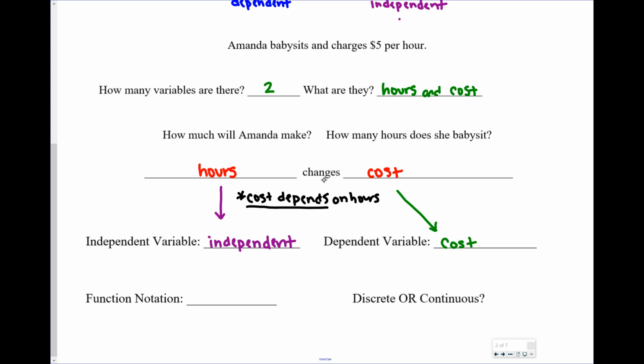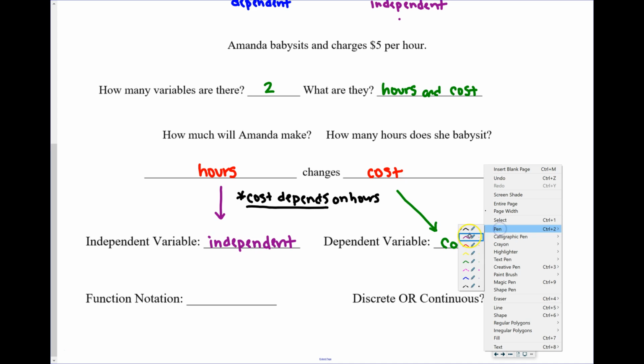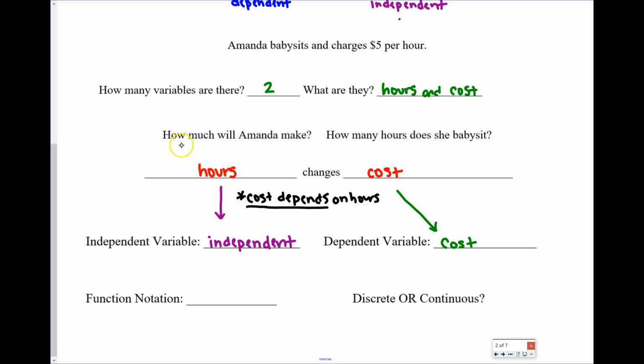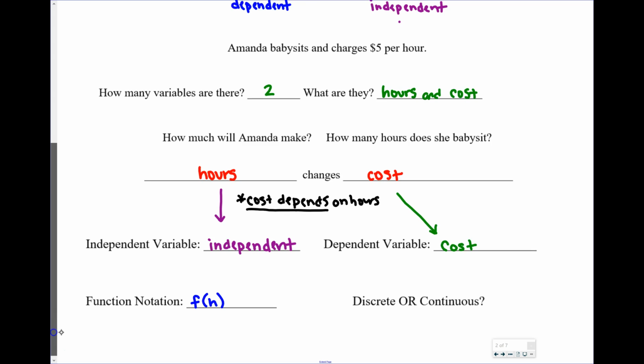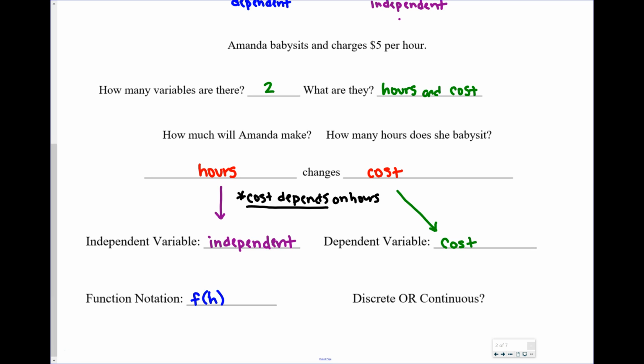Okay. If I want to write this problem out using function notation, for example, this how much will Amanda make question, in function notation, hours is our independent variable. And if you remember up here, I said the independent variable is that input. So when I write this, I'm going to put f of h. I'm putting an h because the independent input variable is h. So I'm going to use h as my independent variable, and that's going to equal 5 times h, because however many hours I leave the babysitter, if I leave the babysitter alone for 5 hours, I'll pay 5 times 5 and pay her $25. So that's how I'd write my function for this problem.